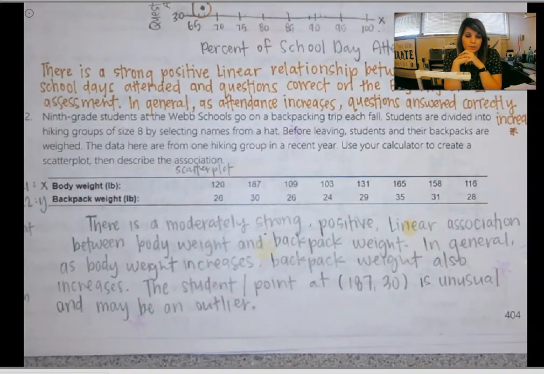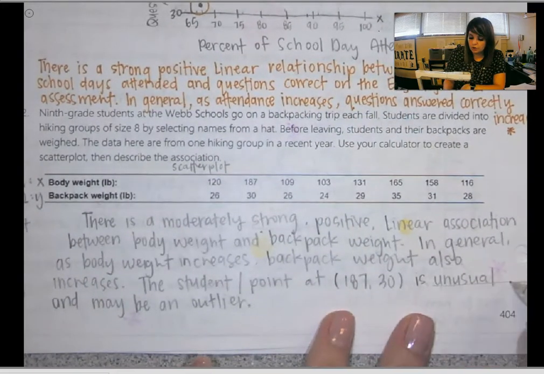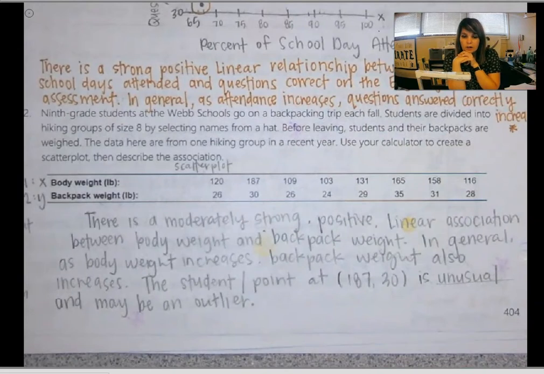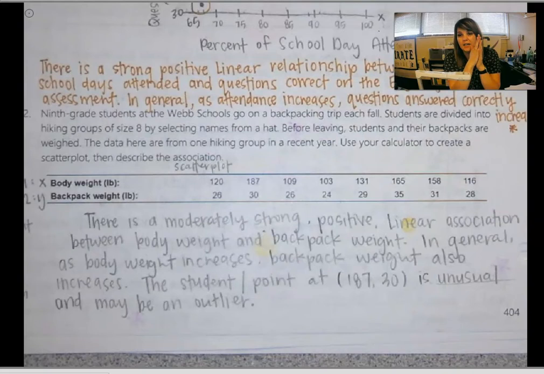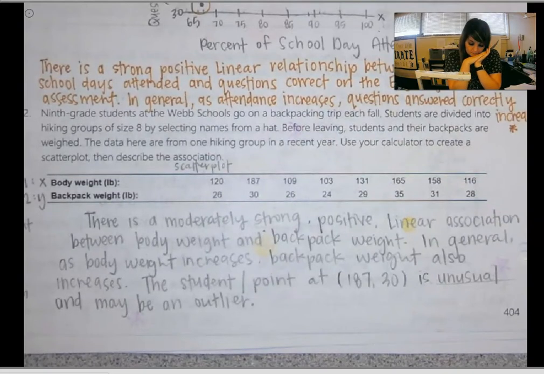In general, as body weight increases, backpack weight also increases. Then I finished with the student or point, you could use either one, at 187,30 is unusual and may be an outlier. You want to use the word unusual. So if you said the student at 187,30 may be an outlier, that's great, but you want to try to remember to add in that he's unusual, and that's why he might be an outlier.